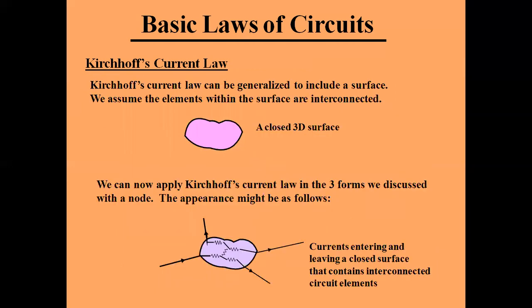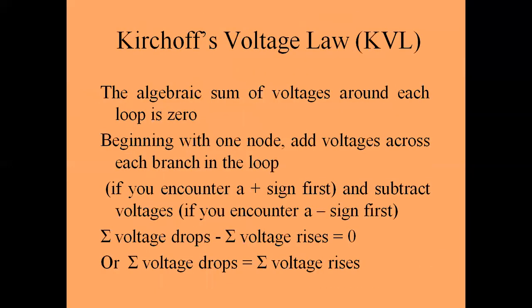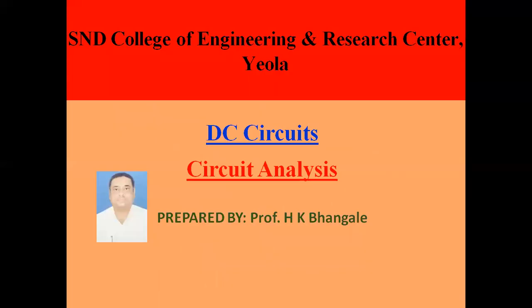Next is Kirchhoff's voltage law. What is Kirchhoff's voltage law? Here the algebraic sum of the voltages around each loop is 0. Beginning with one node, add the voltages across each branch in the loop. So the summation of voltage drops minus the summation of voltage rises is equal to 0, or the summation of voltage drops is equal to the summation of voltage rises in that particular loop. So Kirchhoff's voltage law is simply that the algebraic sum of the voltages around each loop is always 0.